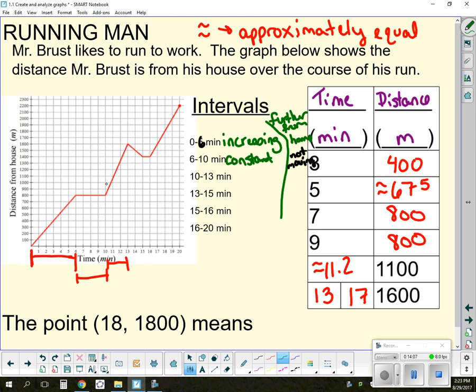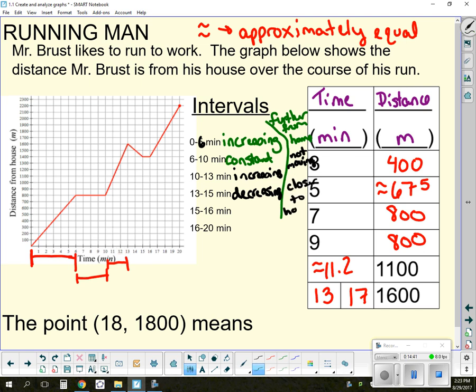Okay, then from 10 minutes to 13 minutes, it's increasing again. And we know when it's increasing, that means he's getting further from home. From 13 to 15 minutes, it's doing what? It's not going up anymore, it's going down from left to right. That is decreasing. Why might he be decreasing? Why would his distance, when the graph is decreasing, he's getting closer to home?